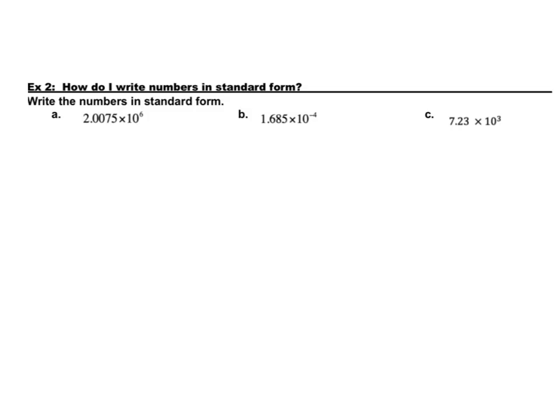In this lesson, we're going to take a look at writing scientific notation in standard form. So how do I write the numbers in standard form? So first of all, I have 2.0075 times 10 to the 6th power.